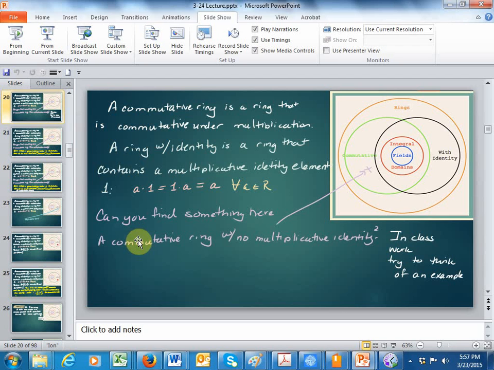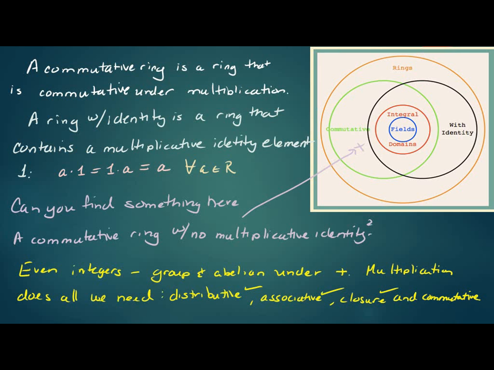Sean? That'll do it. So your logic wasn't so bad. Even integers will do it. It's an abelian group under plus. Multiplication does all we need it to. It's distributive, associative, has closure, and is commutative under multiplication. But the only hope of having a multiplicative identity would be if 1 was in there, and 1's not even. So it's a commutative ring that doesn't have an identity.